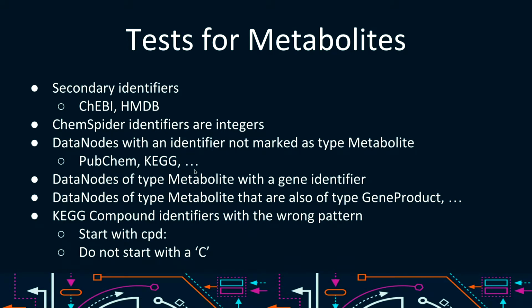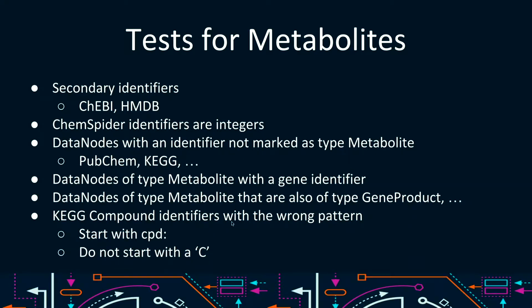So what do we do for metabolites? Well, the secondary identifiers are already mentioned. ChemSpider identifiers should be integers. If not, then yeah, there is something wrong there. It needs to be looked at. Things that have a metabolite identifier but are not marked as a metabolite. If they're not marked as any type at all, it's not that bad. But things marked with a metabolite identifier should not be a gene data type. Things easy to detect by these kinds of tests, but not by visually looking at the pathway diagrams.